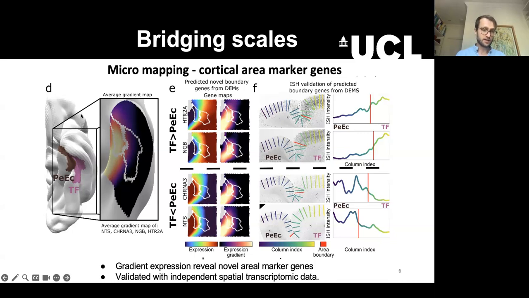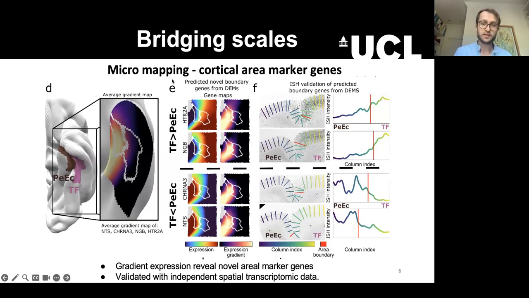Looking at the available ISH genes, we ranked them based on their gradient of expression along this border, and took 2 that exhibited marker type features, so areal marker features, in one direction and 2 in the other direction. We can see that HTR2A goes from low expression in the entorhinal cortex to higher expression in the temporal cortex. And then the bottom 2 are going from high expression to low expression, all with gradients along this boundary. When we look at the independent ISH data, we can see that each of them expresses the pattern predicted.